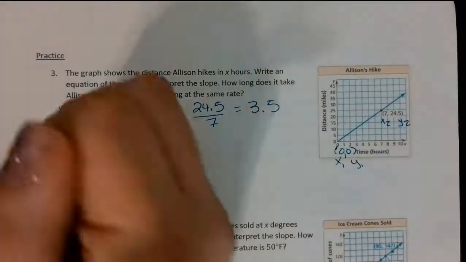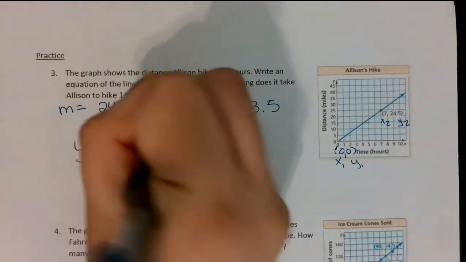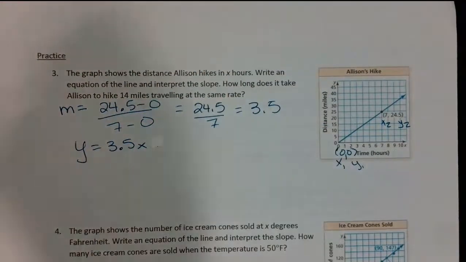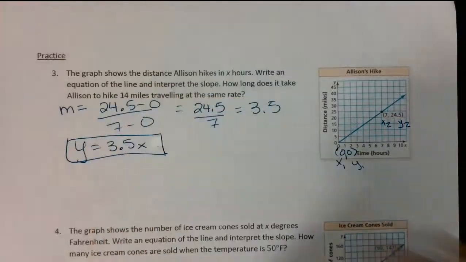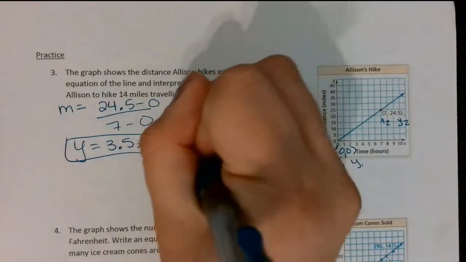So then I want to write my equation. I have y equals 3.5x plus nothing, because my y-intercept here is 0. Okay, the 3.5 means it takes her an hour to hike 3.5 miles.